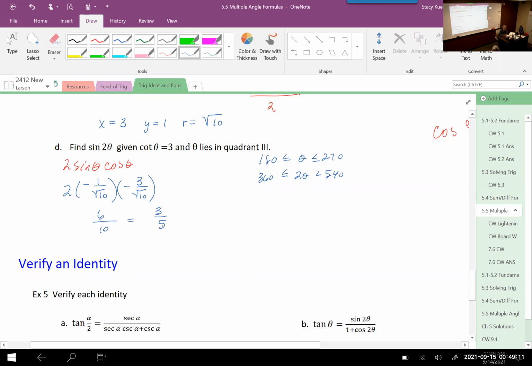So where did you get the negative 1 over the square root of 10? By the definition of sine, right? So sine is defined as y over r. And cosine is defined as x over r. Okay, sorry. All right? Any questions on that?